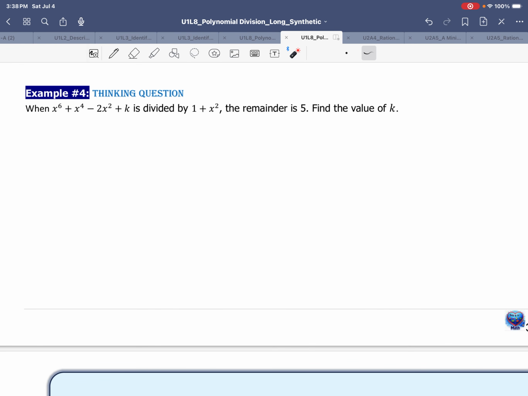Hi everyone, let's work through this polynomial division question together. This is sort of a thinking question because we have to develop a strategy on how to find the unknown.